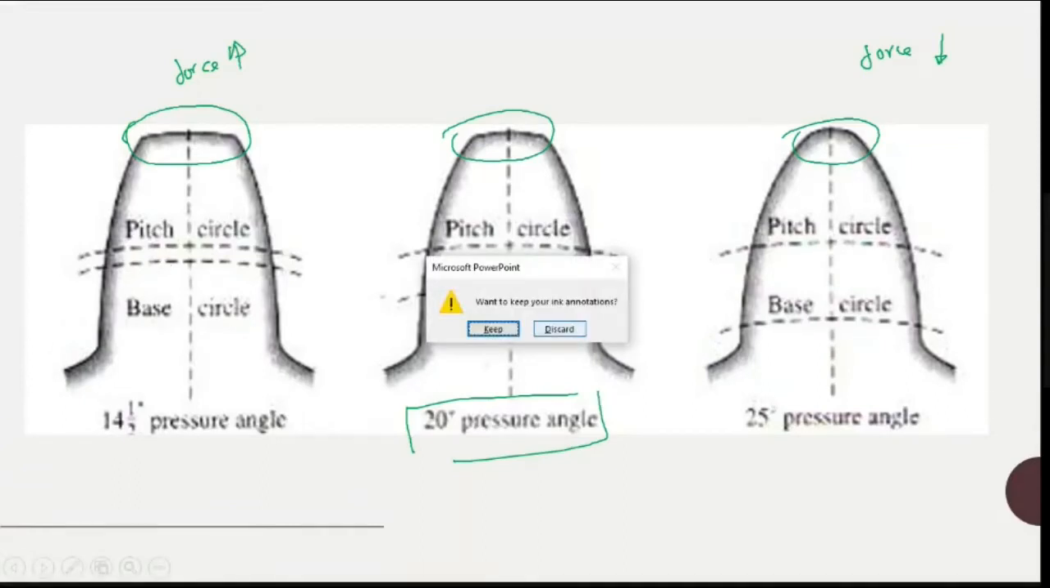Sir, one doubt. The base circle is neither the addendum circle nor the dedendum circle, sir. Don't worry, the diagram is wrong. I can accept that. Actually, your base circle should be here, as I told you.